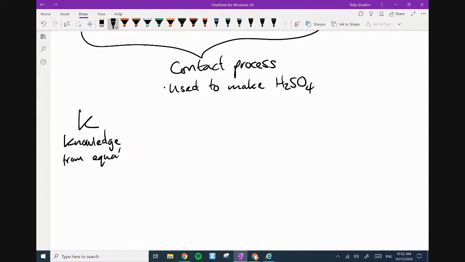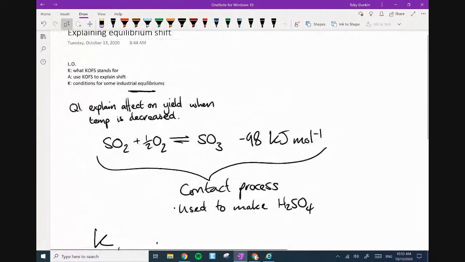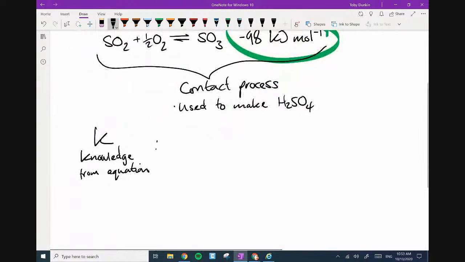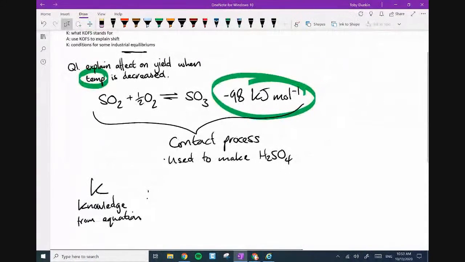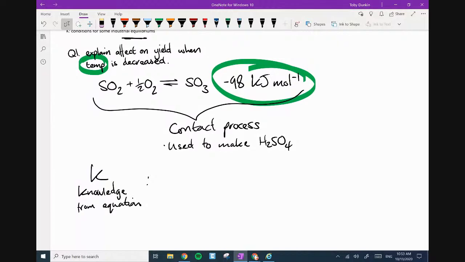From equation. It's French for equation. Knowledge from the equation. So first thing is, because this is to do with temperature, I highlight temperature, yet the bit of information is going to be this. And this is the hardest one, guys, being able to identify from the question which part of the equation they're wanting you to use. So in this case, the knowledge here for temperature is always, is it endo or exo? So we're going to say knowledge.